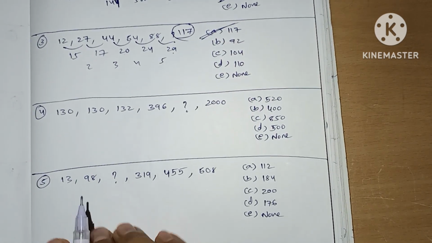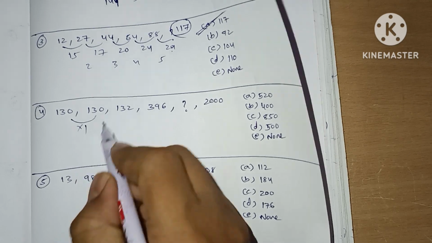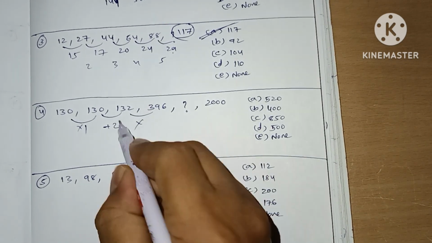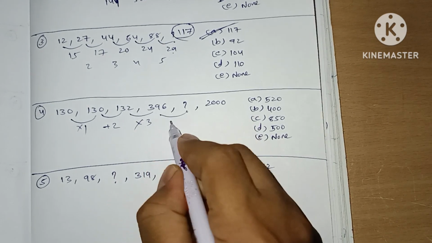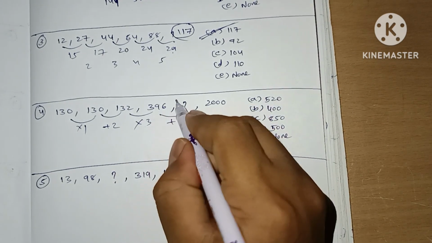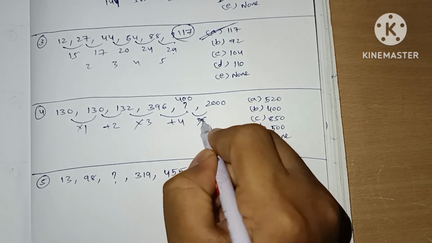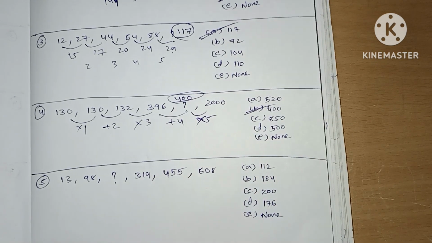Next question. Here it is into 1 times. This is plus 2. Okay. Then it must be into 3 times. 3 2 times is 6, 3 9 6. Okay, clear. This must be plus 4. So we get 400. 400 plus 5. 400 into 5 will be 2000. So answer will be 400. Option B is our answer.